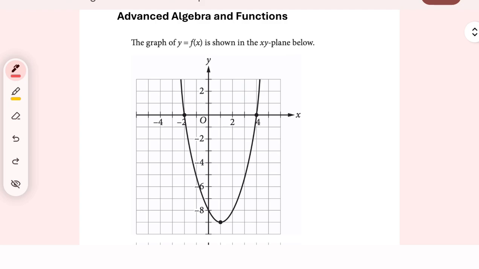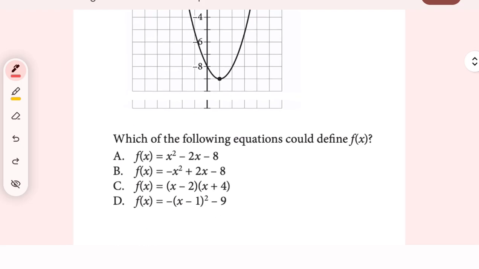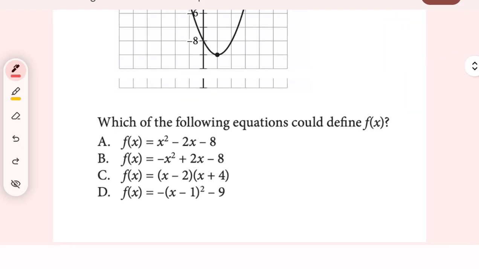If we look at the graph, it has an intersection at x equal to -2. It also intersects as it goes up at x equal to 4. So there is an intersection at x equal to -2, and on the other side, there is an intersection at x equal to +4. And the question here is, which of the following equations could define the function f of x?